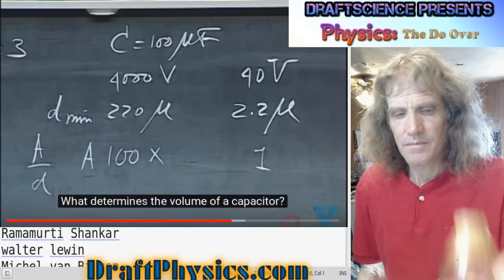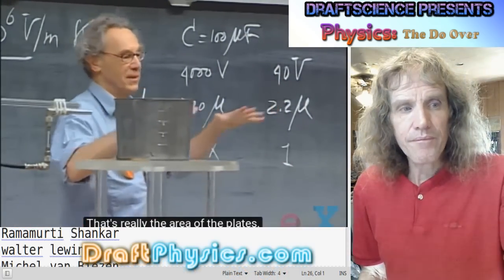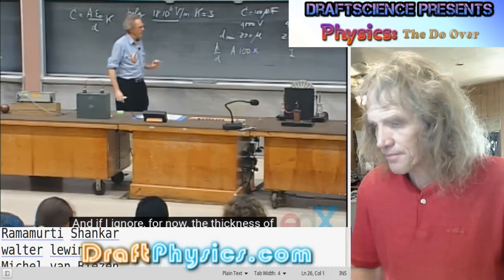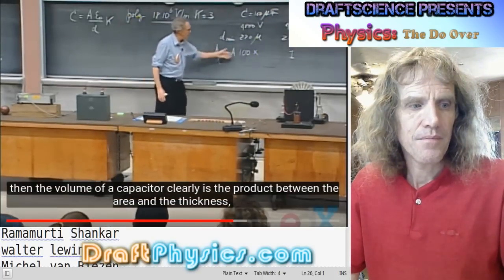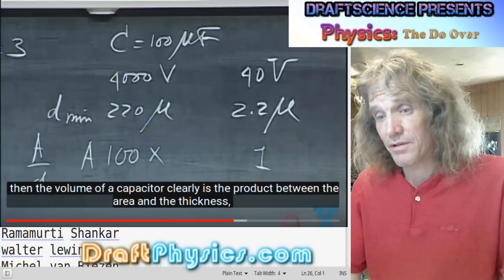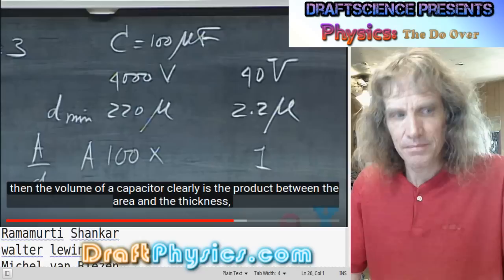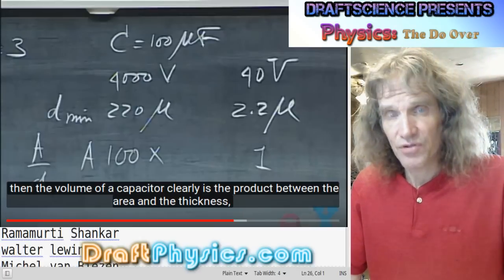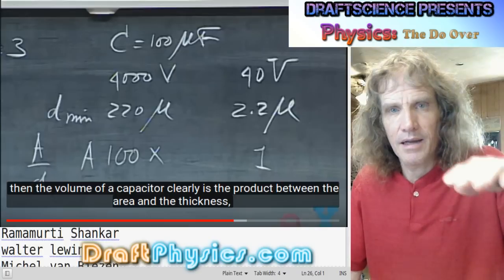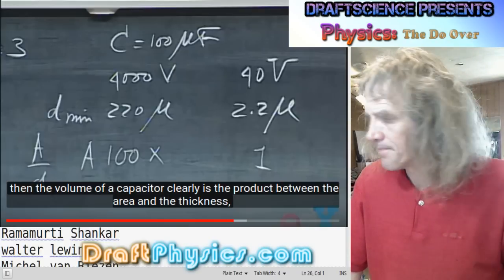Now think about it. What determines the volume of a capacitor? That's really the area of the plates times the thickness. And if I ignore for now the thickness of the conducting plates, then the volume of a capacitor clearly is the product between the area and the thickness. The thickness of the material only comes into account when that's how much current you can get through the material. So if you make it super, super thin, then it can't carry very much without melting. I mean, very much energy.